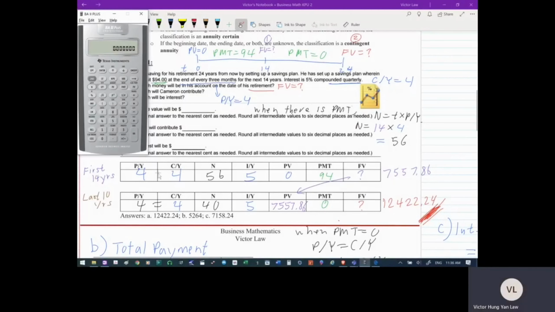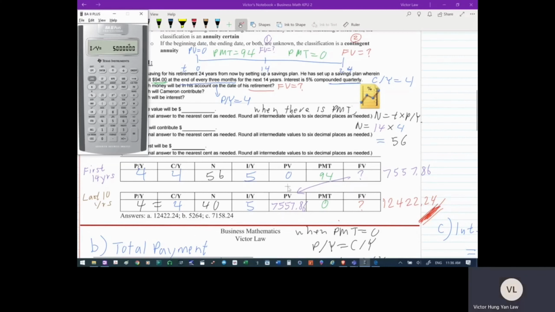So we start from the left side. We start with the PY and CY. Second function, PY. PY is 4, so 4, enter, arrow down. CY is 4, so 4, enter. And then we clear, bottom left corner. And then we start typing in the N. N is 56, so 56. And then press N. And that will set your number of periods to 56. I/Y is 5, so 5, I/Y.